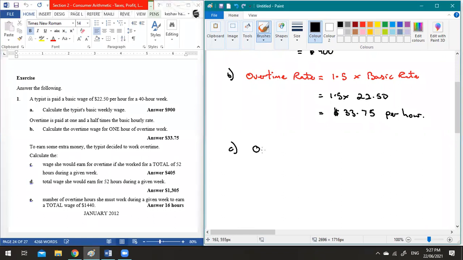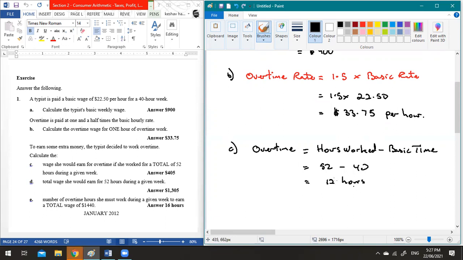But the overtime that she worked is the hours worked minus the basic time. So 52 hours minus 40 is 12 hours. So she worked an additional 12 hours this week.